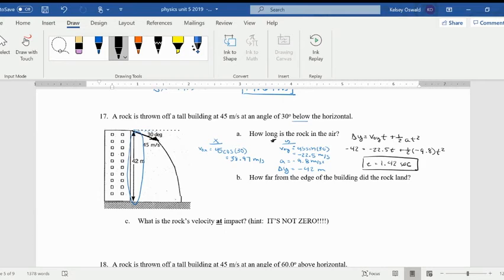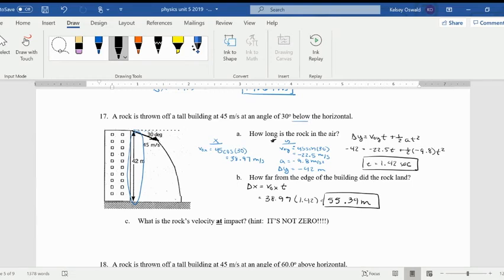Okay, so then B, now we're looking horizontally. We want to find our range. We need to use the initial x velocity times time. We already found the initial x velocity to be 38.97 times our time of 1.42. So we should find horizontally, we will have a range of 55.34 meters. This value is still going to be positive because we're still moving to the right. We're still moving in the positive direction horizontally. It's just our vertical that's negative.